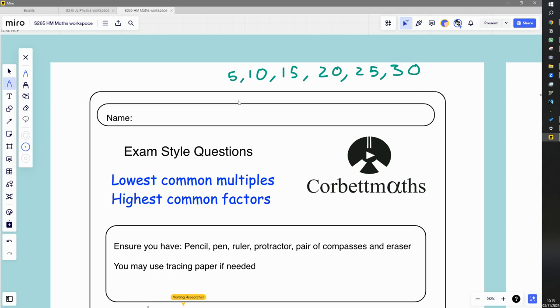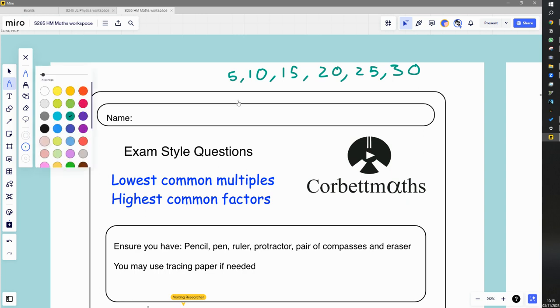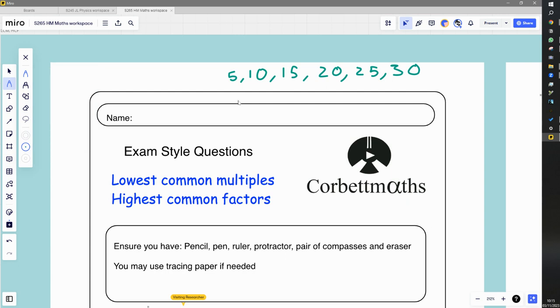Common, what might that mean? Well, basically, if we're looking at another number, let's say the number 6. So let's look at the multiples of 6. Well, it's 6, and then 12, and then 18, then 24, and then 30. So these are the multiples of 6.